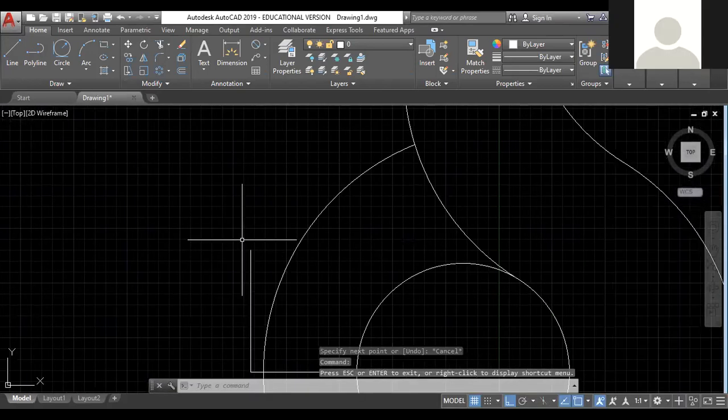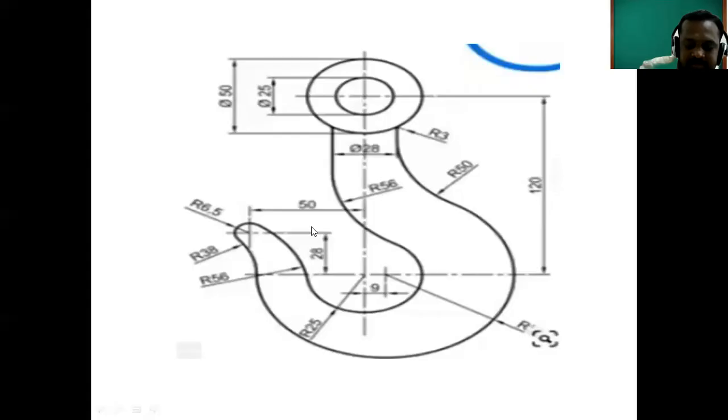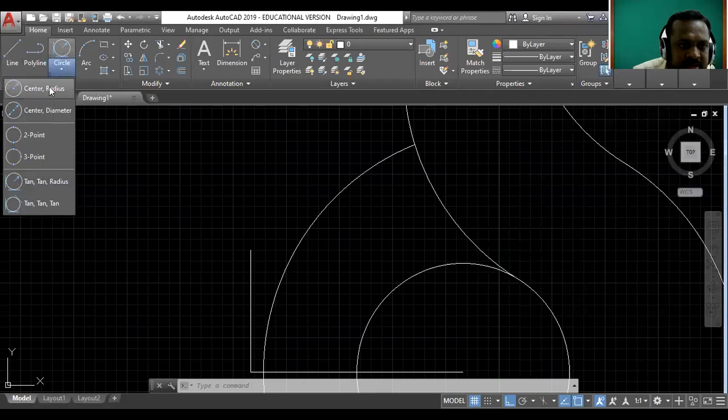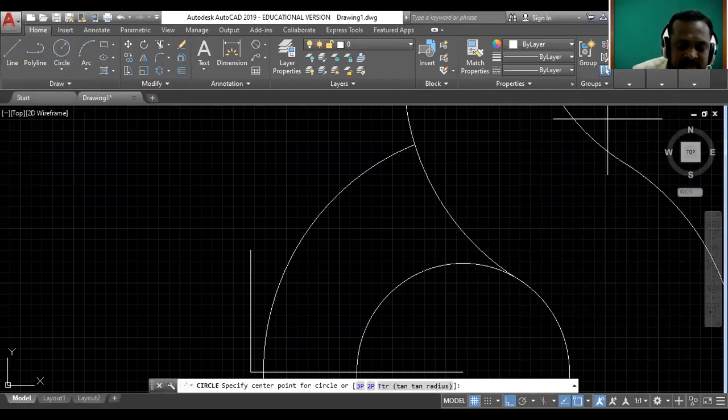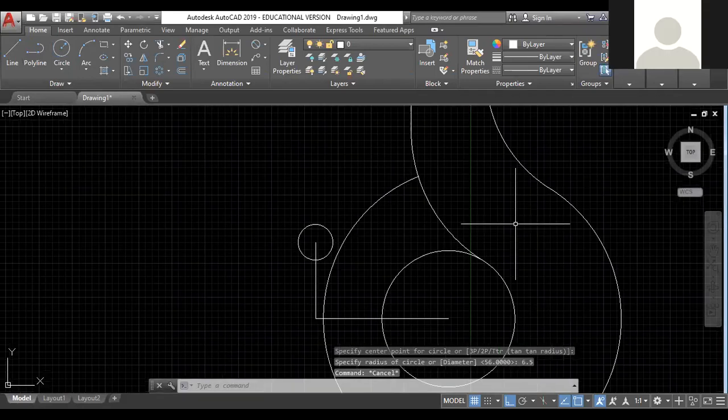Okay, and from this point, we have to draw the circle. See this circle, we have to draw this circle. And the radius of this circle is 6.5. Okay, so draw this. Take the radius circle from this point, 6.5. Okay.